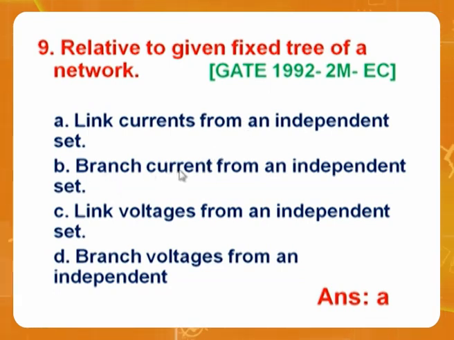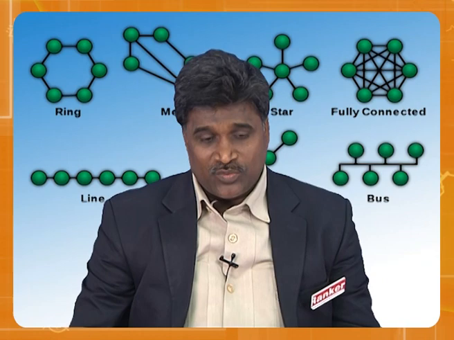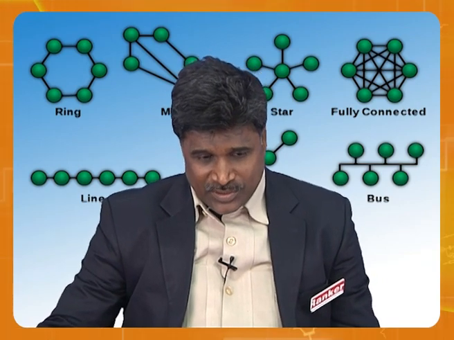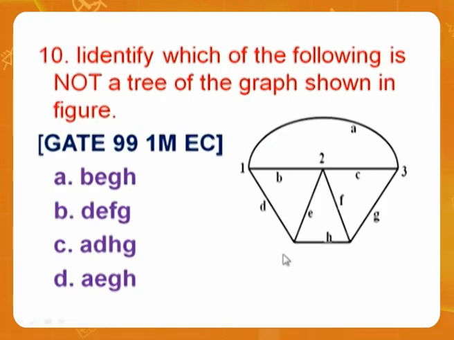Branch current we are not interested in because branch current comes from link current. Link voltage we never talk about. If at all we talk about voltage, we talk about nodal voltage or tree voltage. Link makes current, so we don't take voltages. That's why the best option would be A. Let's go to the 10th problem.